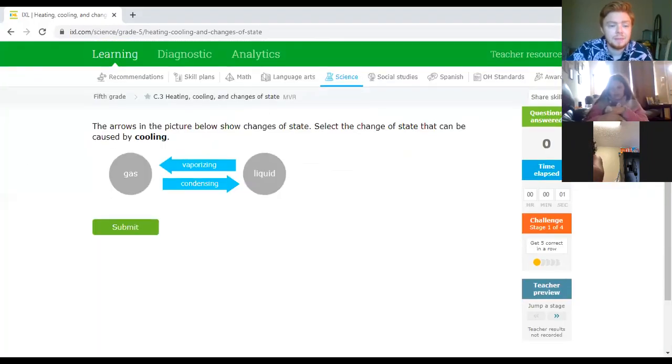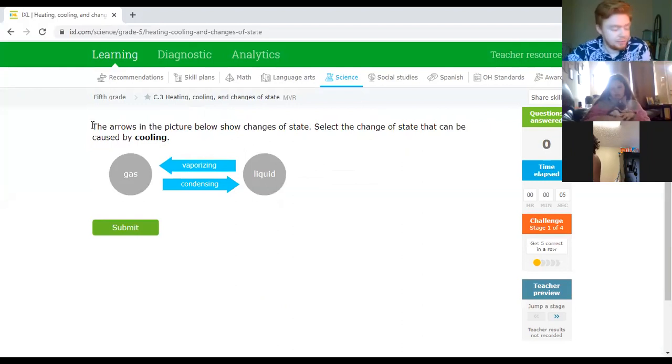All right. Today we're doing heating, cooling, and changes of state. So just kind of review mostly. The arrows in the picture below show changes of state. Select the change of state that can be caused by cooling. Which one of these are caused by cooling?